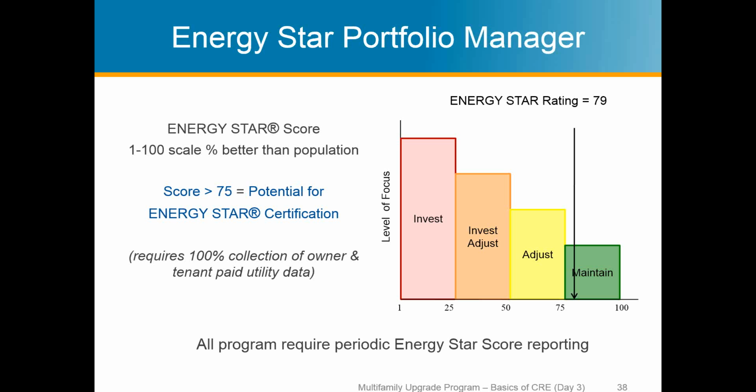If you score 75, that means you're more efficient than 75% of the building data set. If you score 30, that means 70% of the buildings in the data set are more efficient than yours. So this is something to be familiar with. And all the programs I talked about, Fannie, Freddie, and HUD, do have some Energy Star reporting requirements.